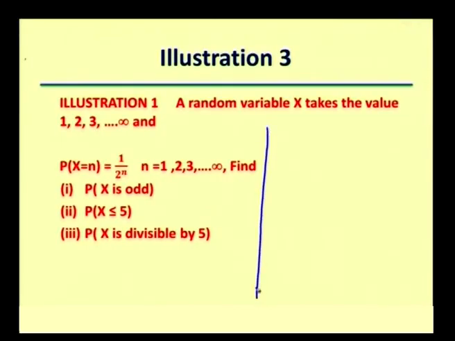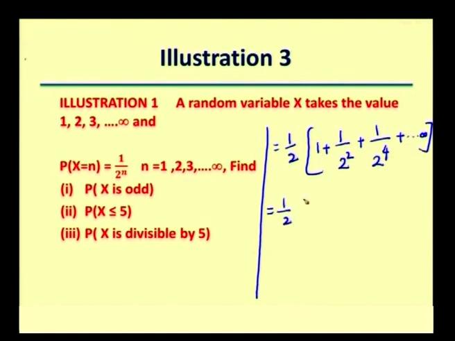Now, we have to simplify this expression to get a corresponding probability value for p of x is odd. Okay. So, when you take 1 by 2 outside, it goes as 1 plus 1 by 2 square plus 1 by 2 power 4 plus etc. up to infinity. This is equal to 1 by 2 plus 1 by 2 open a bracket 1 plus 1 by 4 plus 1 by 4 whole square, to express this in the format so that a formula can be applied, plus etc. up to infinity.